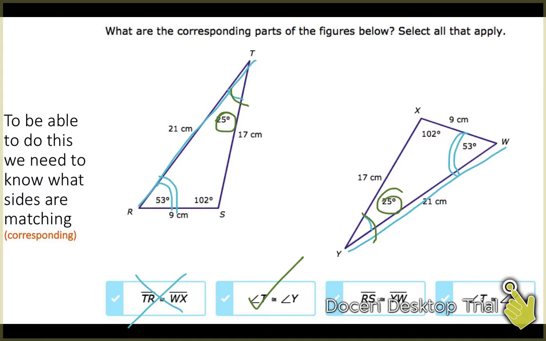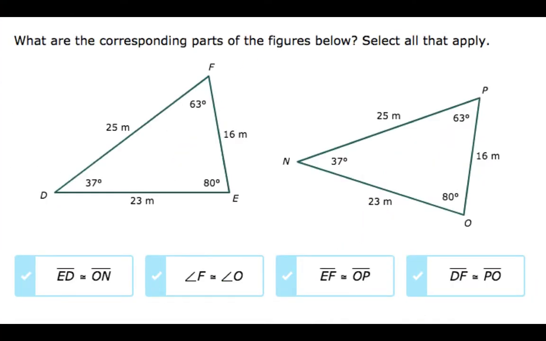Alright, is side RS congruent to side YW? No, they're not, because on the first one it's a short side, and on the big one on this side it's the long side. And then lastly, angle T, which is 25 degrees. Is that one congruent to angle X? Well, 25 degrees does not equal 102, so no, it's not.